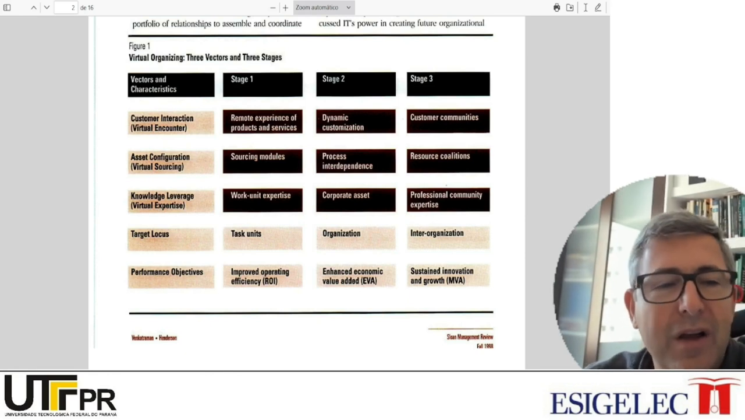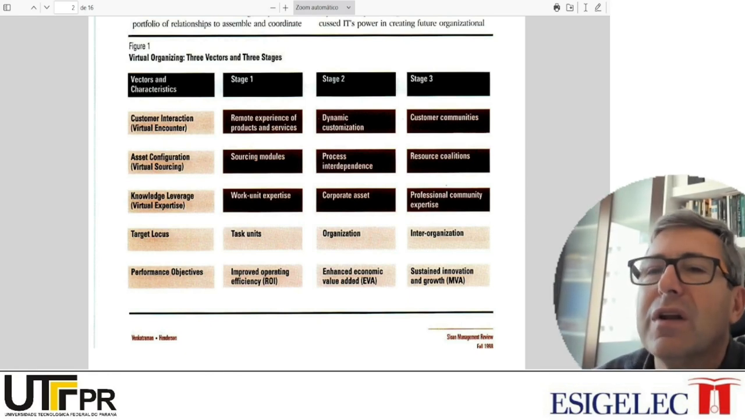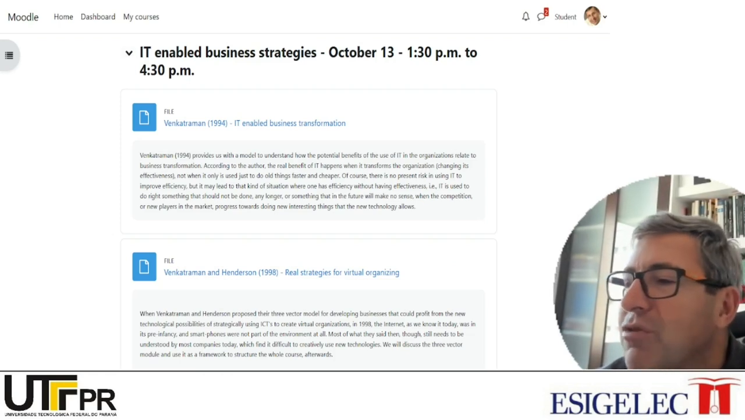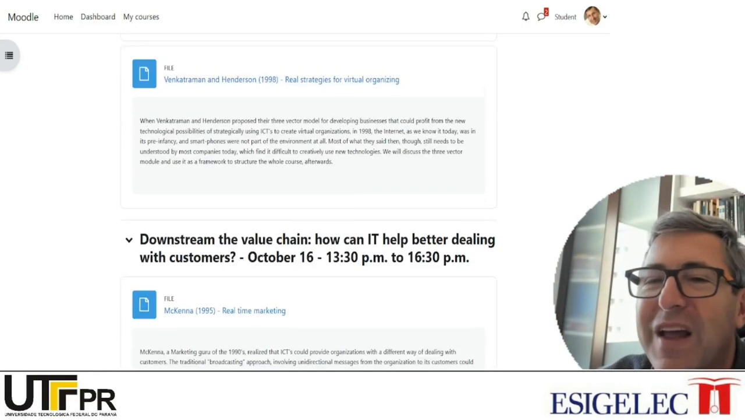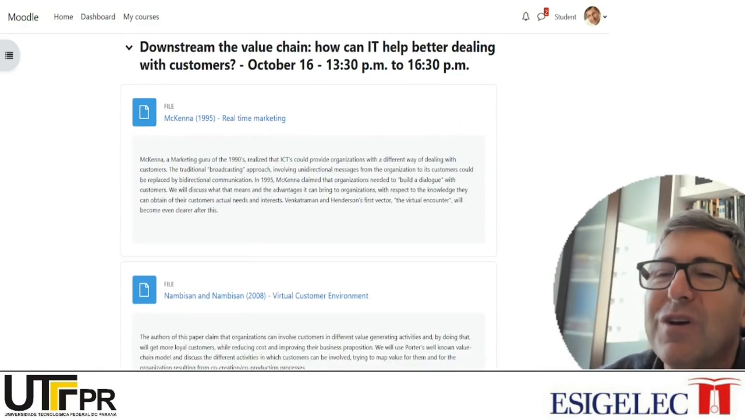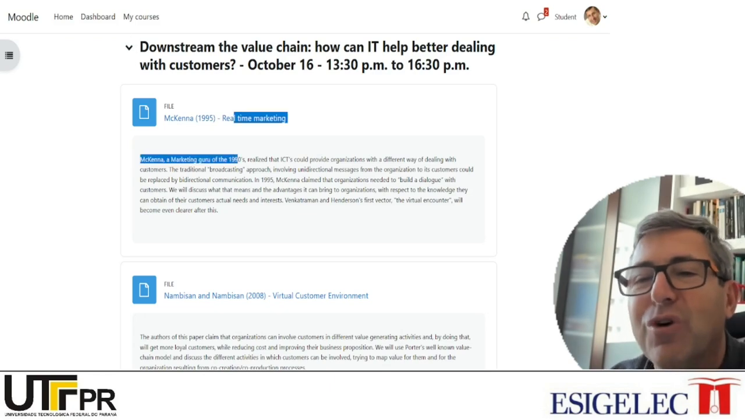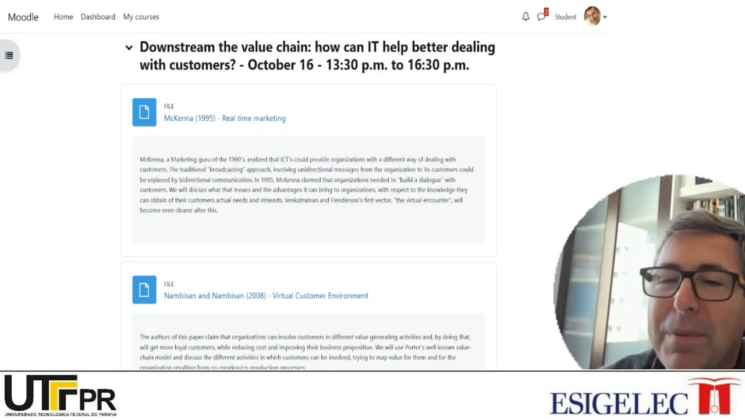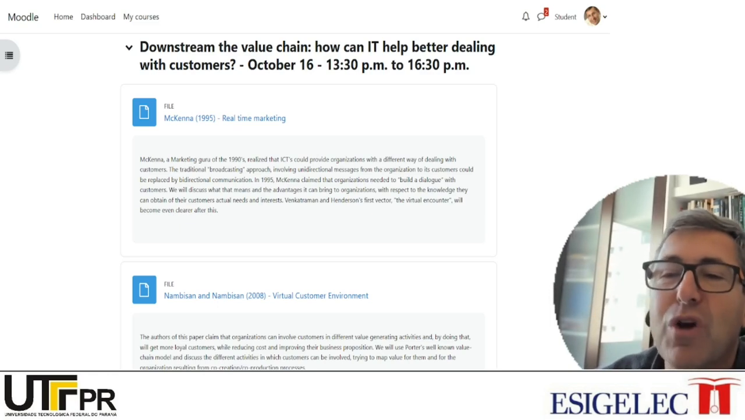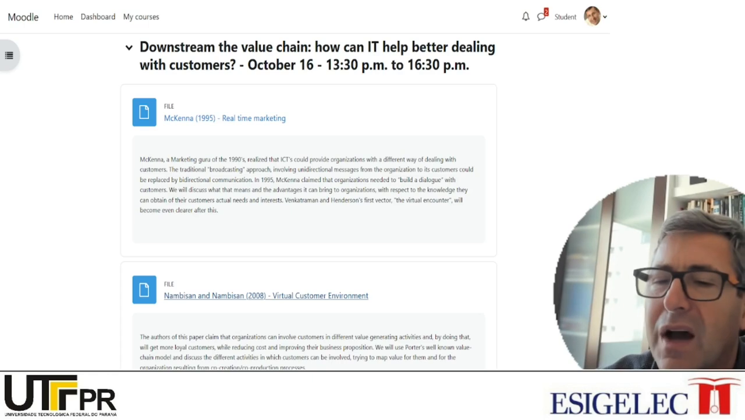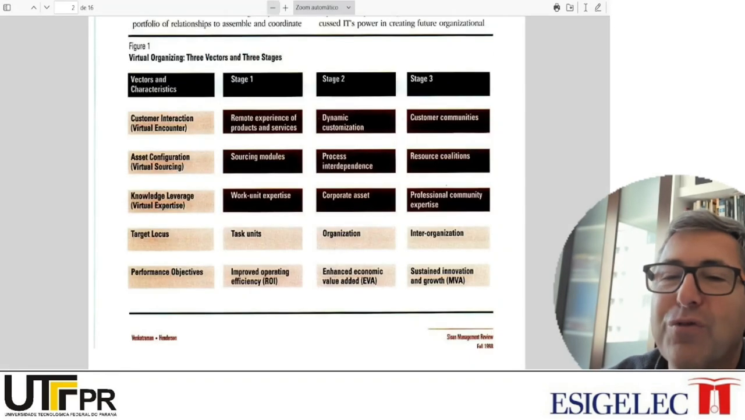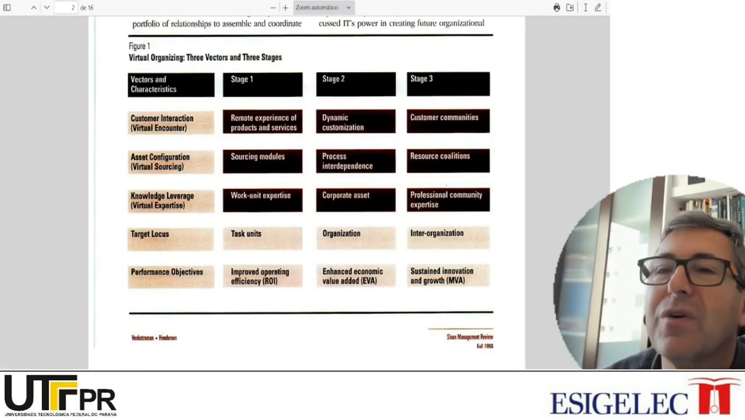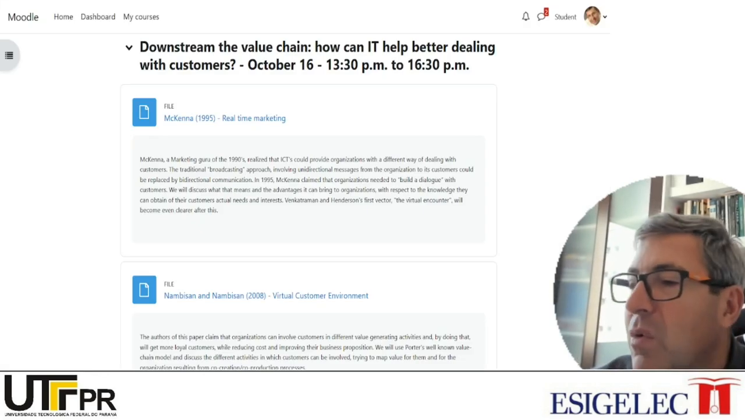We will get to read this interview with Michael Dell. Let me see where. I will do a little rearrangement in our material here, because I messed up some things. But anyway, so that you understand how things will go from now, the next class is not going to be the 18th, it will definitely be on Friday, right? We have two papers here: Makina, 1995, Real-Time Marketing, and Nambisan, Virtual Customer Enterprise. These two are talking about what our authors of today would call the first vector, customer interaction.